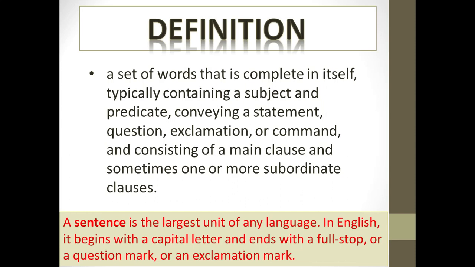We are going to study these one by one deeply, but here I will just give you a concept: the subject is a doer, a person who does work, and the predicate is the rest part of a sentence. It conveys a statement, question, exclamation, or command, and consists of a main clause and sometimes one or more subordinate clauses. We are going to study every section one by one, but you should know that this is the definition of intermediate level.